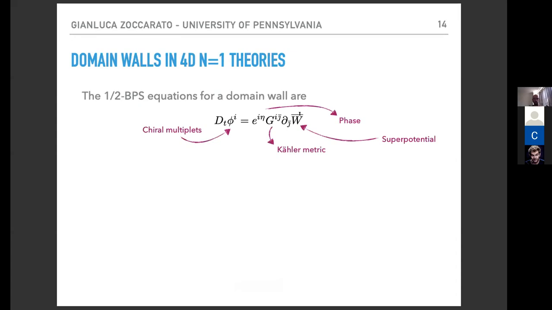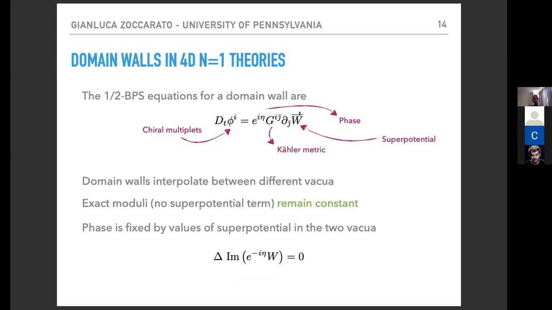And you can use domain walls to interpolate between different backgrounds. An interesting observation is that scalars that do not appear in the superpotential do not participate in the flow, they remain constant. And the phase eta is actually fixed once you know the superpotential in the two asymptotic regions by this equation, basically.